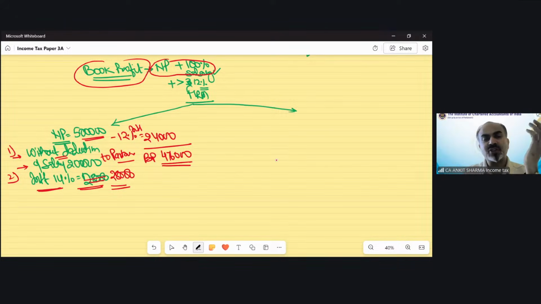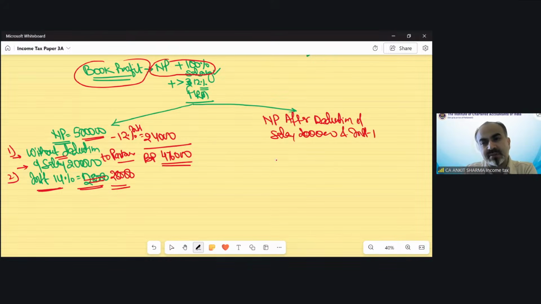There could be another situation. Suppose the same question says net profit after deduction of salary, 2 lakh rupees, and interest, 14%. So this net profit is suppose 5 lakh now.